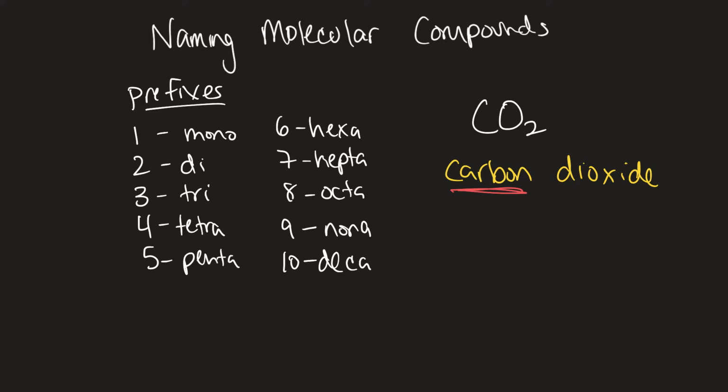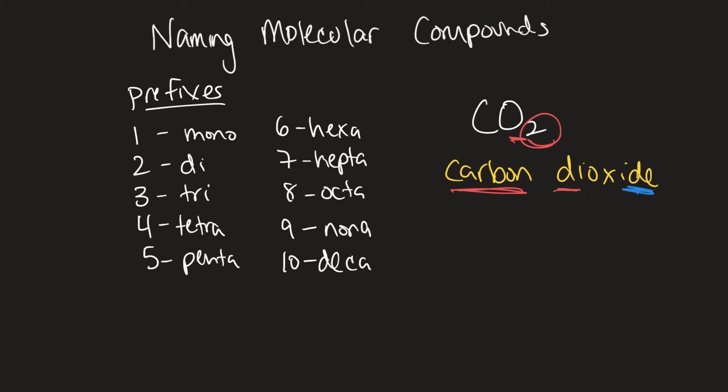Now, if there is a subscript, we'll use the prefix. In this case, because the subscript here is 1, and this is only true with the first element, we never use the prefix mono. Never for the first element if the prefix is 1. We just ignore it and write the element. Now, for the second one, because the subscript is 2, we use the prefix di. And then we always change the ending of the second element to "ide". So instead of oxygen, we have oxide. Since we have 2 of them, it's dioxide. So in this case, it's carbon dioxide.